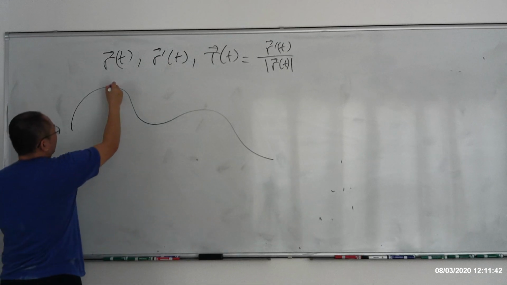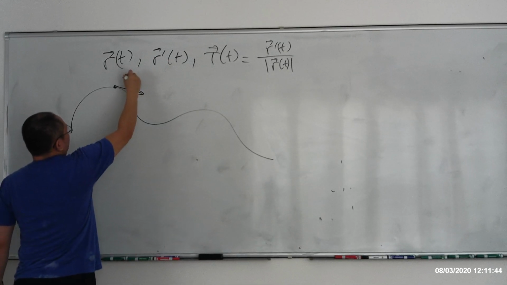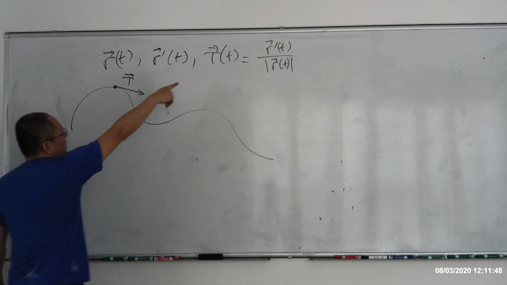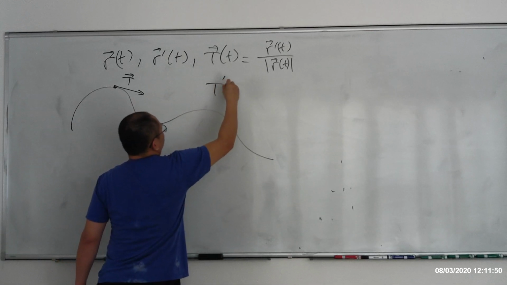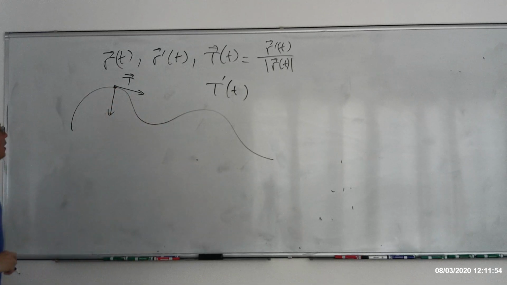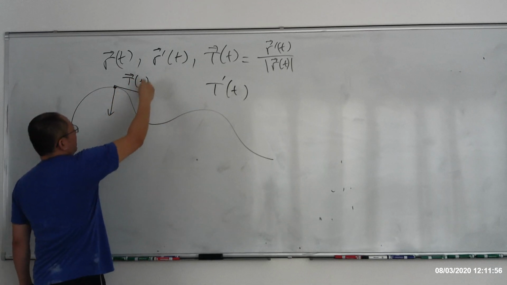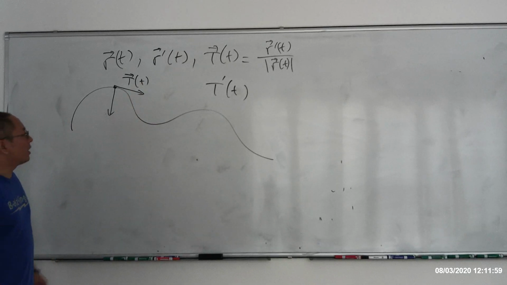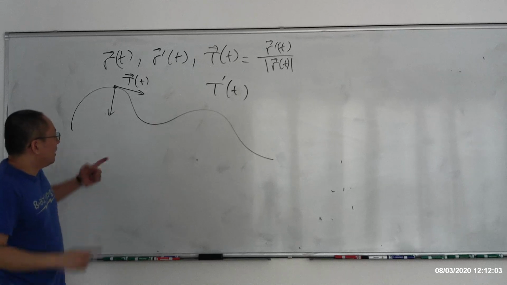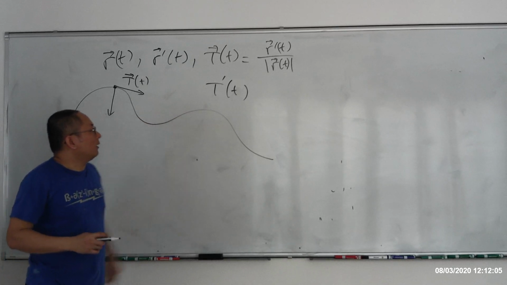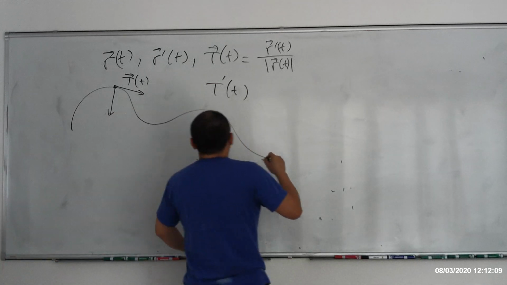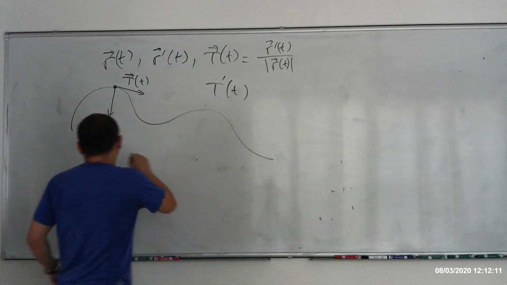Another point, T. What if you take the derivative of that function T, T prime? You're going to have something perpendicular. There's another vector that's perpendicular to the vector T right here, the unit tangent vector. And again, you want to normalize it, make it a vector with magnitude equal to 1. You define something called the normal vector. Okay, define the normal vector.